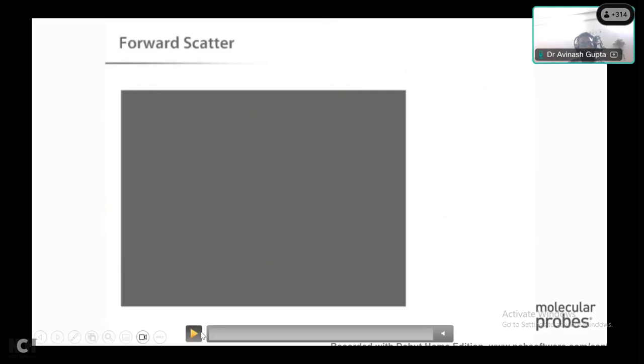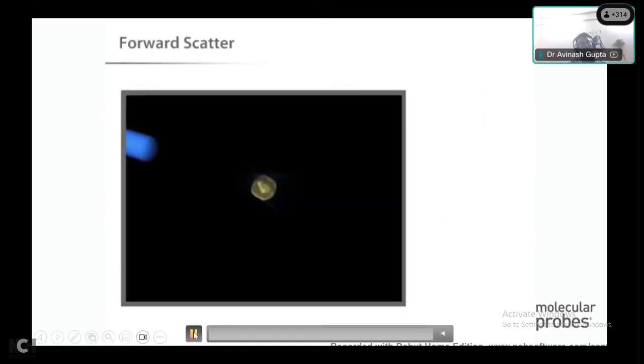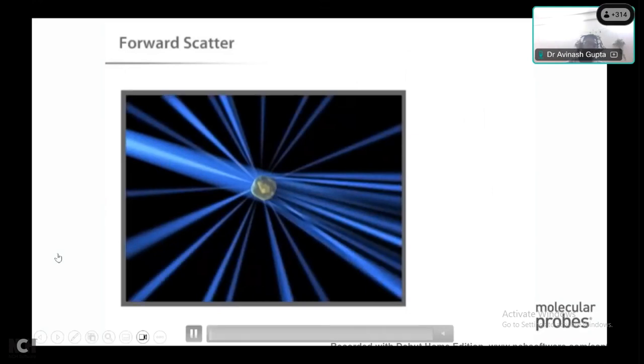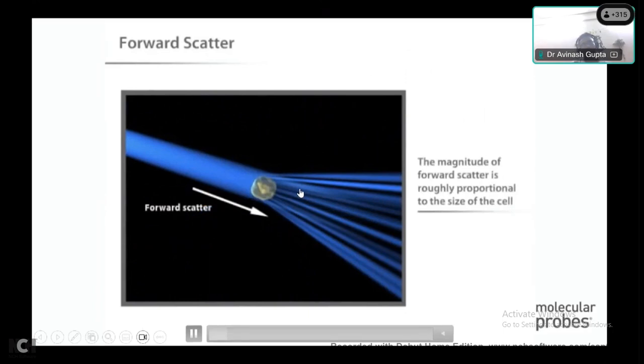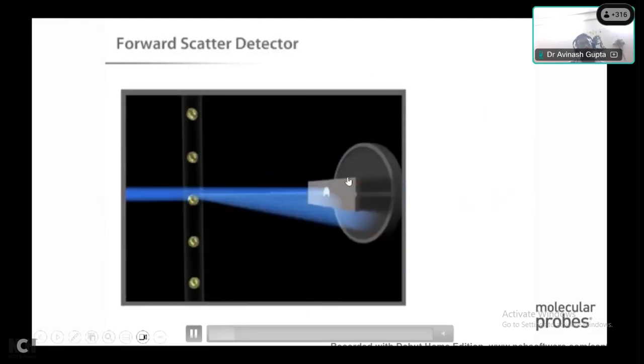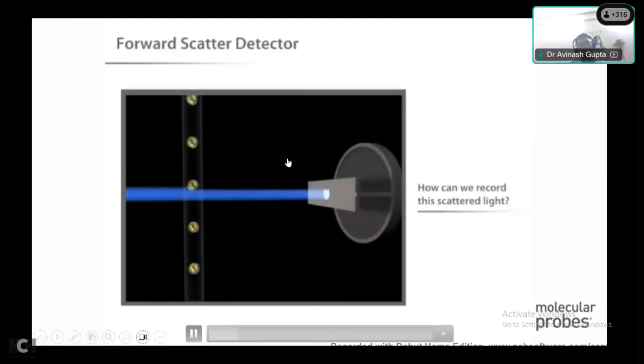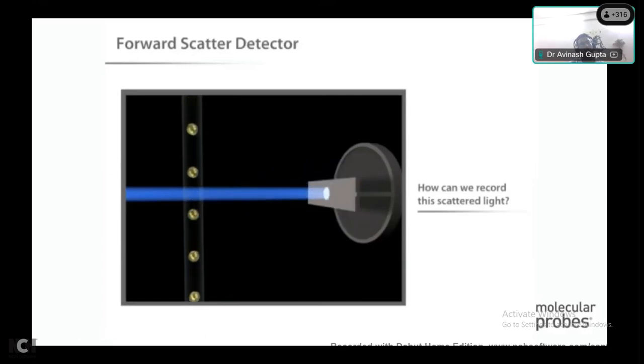Again, what are the scatters? Whenever any cell interrupts the laser light, it will scatter light in every direction. Some of the light is directed in the forward direction. In this video, you can see that forward light which is directed. Any spherical particle, when it crosses through the light, the surface of this sphere will divert some of the light in the forward direction. And according to Mie theory, you can roughly estimate the size of this particle.